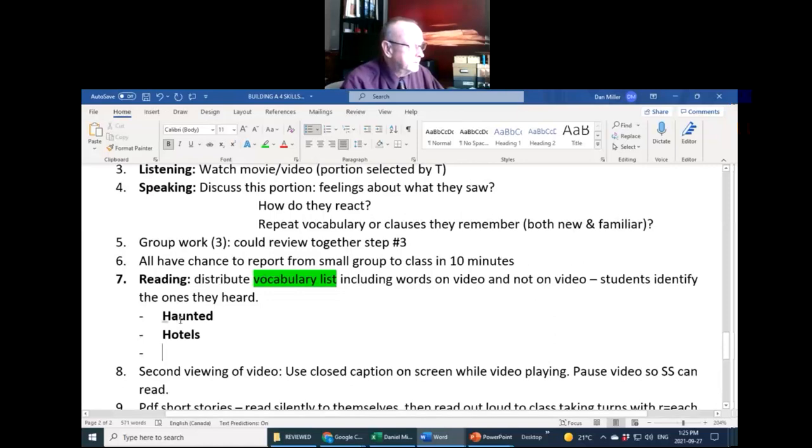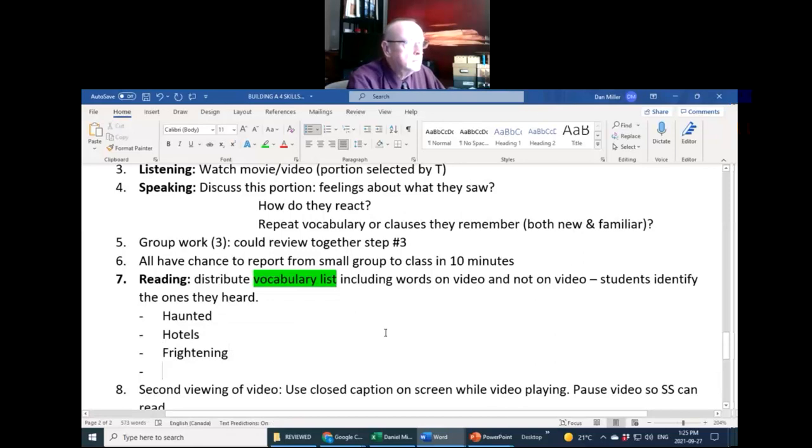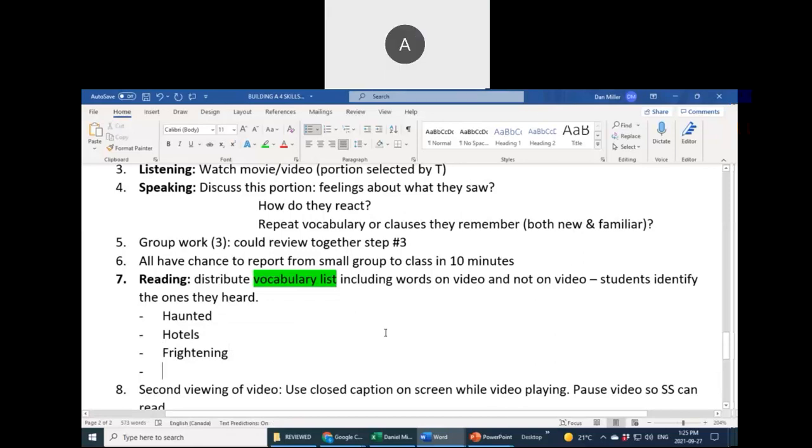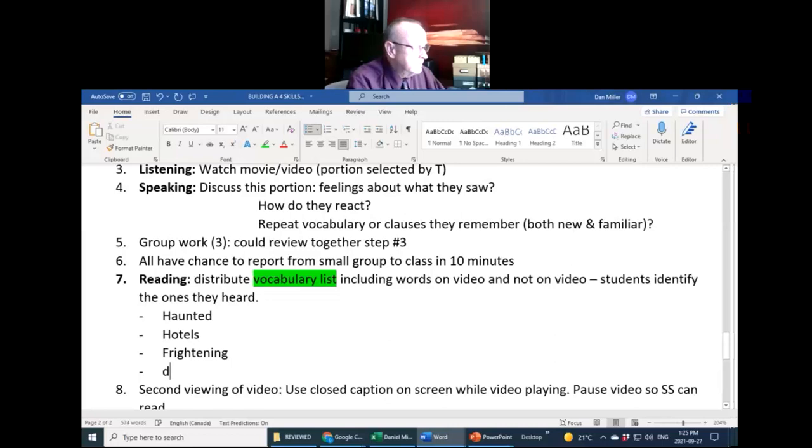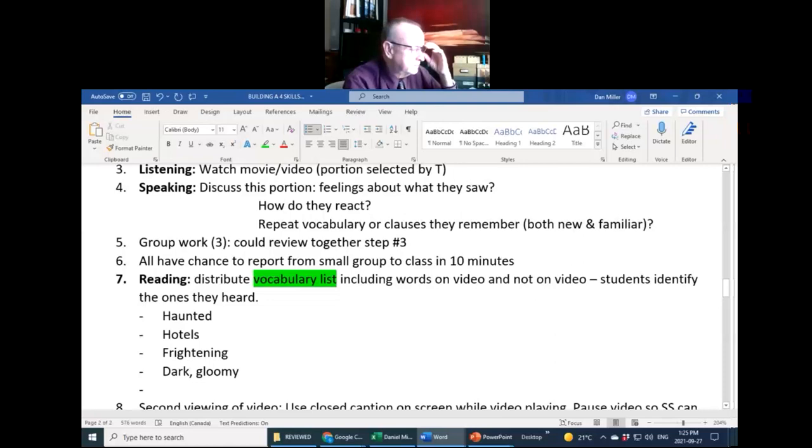So definitely those words, and frightening, and some other words. Like gloomy. I mean, kind of a house which is dark. We say gloomy. I don't know if I'm right or not. Yes. Other words for the vocabulary list.